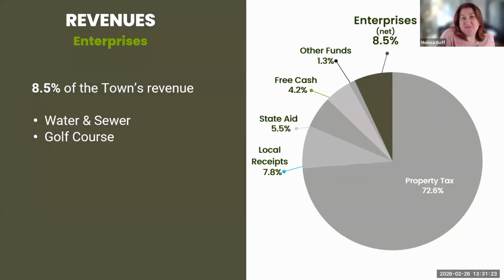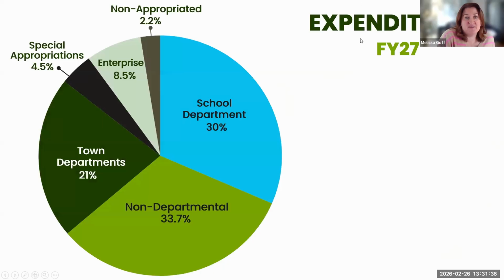And so then the enterprise funds just show what the overall budgets for water and sewer and golf course are. And that's about 8.5% of the overall revenue picture. We can go ahead and go to the next. I think this, I toss it back to you on this one, Chaz.